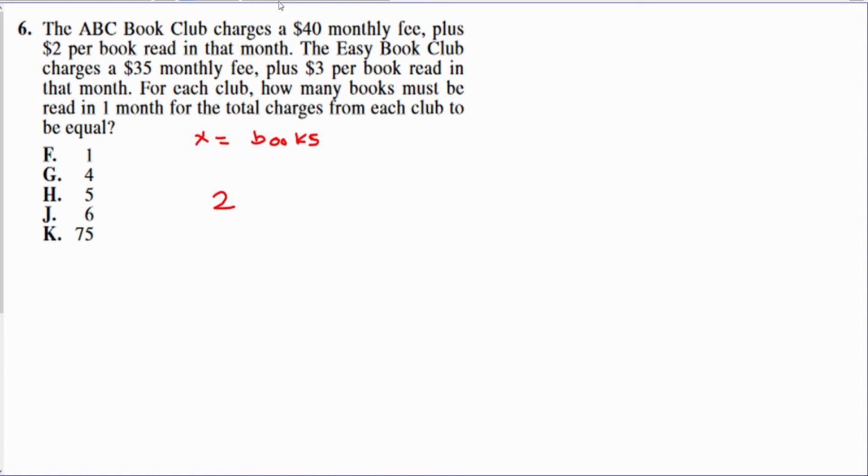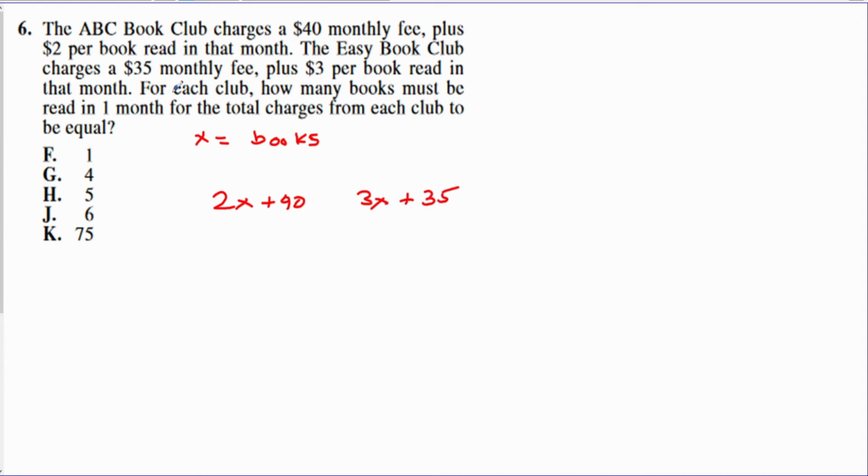Okay, $2 times the number of books, which is X, plus I'm going to get charged a $40 monthly fee. Okay, so that's 2X plus 40. Okay, and then the other group, the Easy Book Club, is going to be $3 per book, so 3 times X. Okay, and then I'm going to add to that the $35 book club.